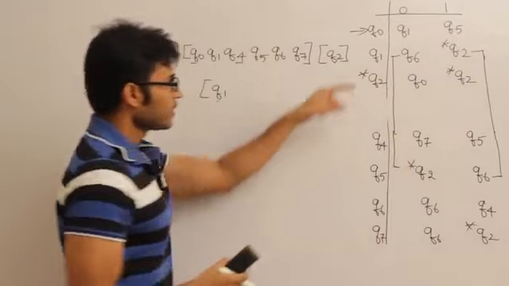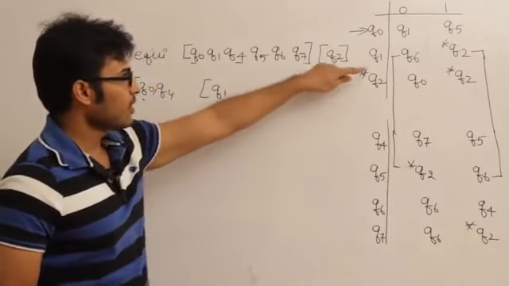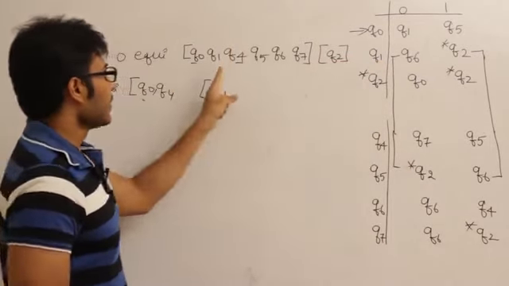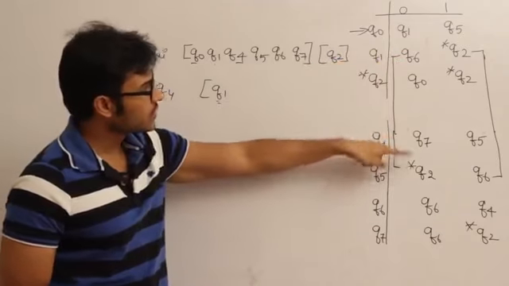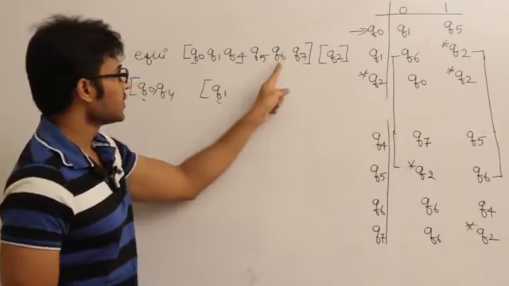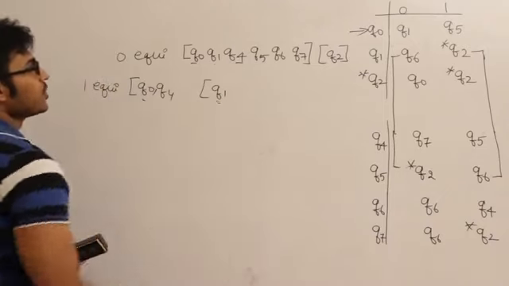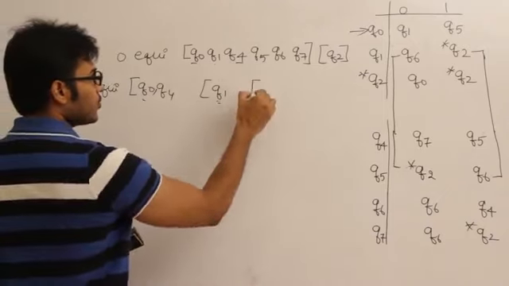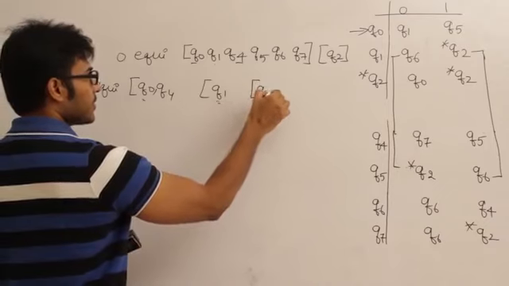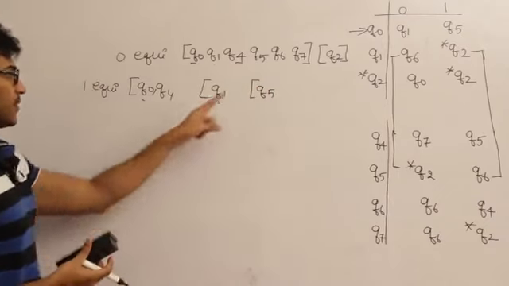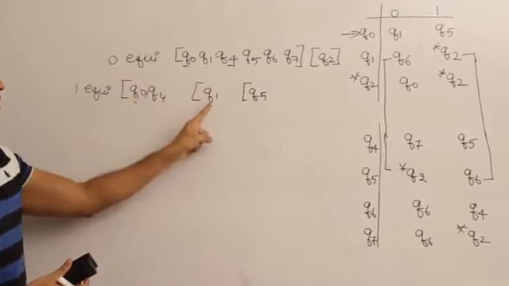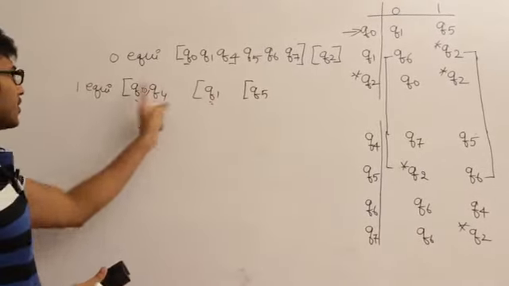I'm checking Q1 and Q5. Now if we say Q1 and Q5, they are Q2 and Q6 and Q2. Q6 is here, Q2 is here. Therefore it is not even equivalent with Q2. So Q5 is going to be a separate state. Why? Because it is not equivalent with Q0 or Q1.